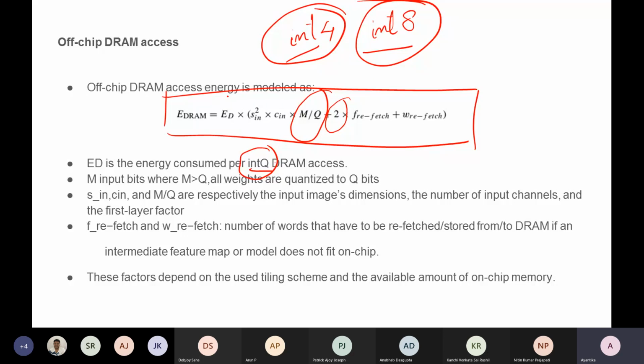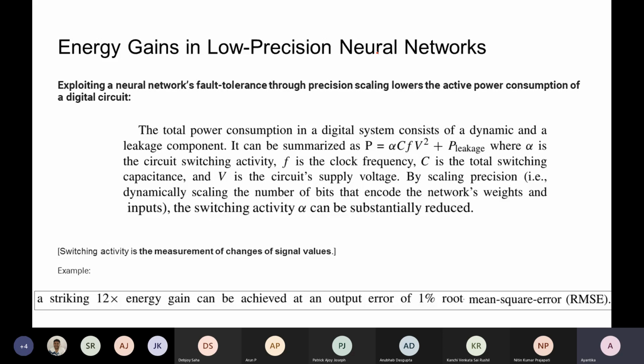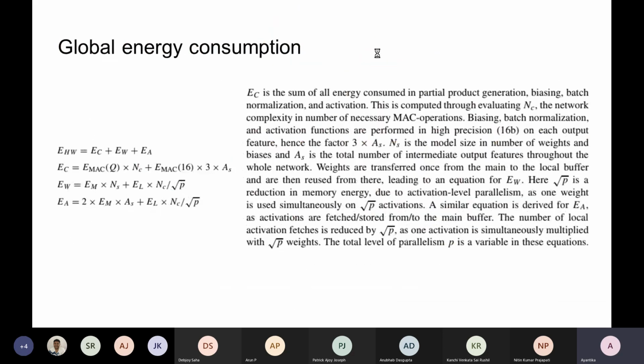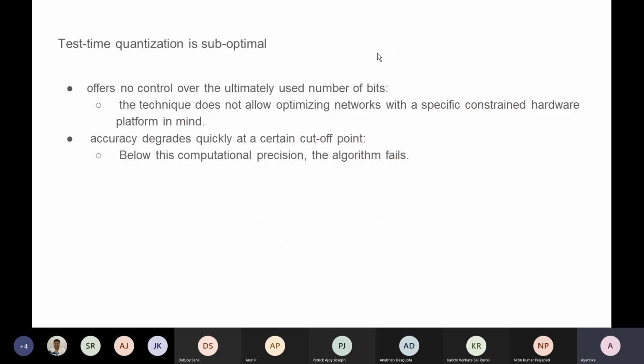Next thing is this ED, I think SIN, the channel inputs, number of channels, etc. I think those are clear. But what about M by Q? Why are we considering this factor? Because we are considering this DRAM access in the testing phase. Remember, whatever we are talking about here is low precision networks, and we are considering here the test time quantization.